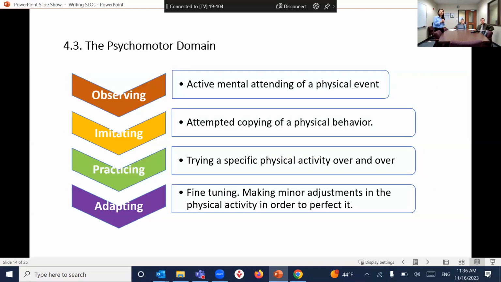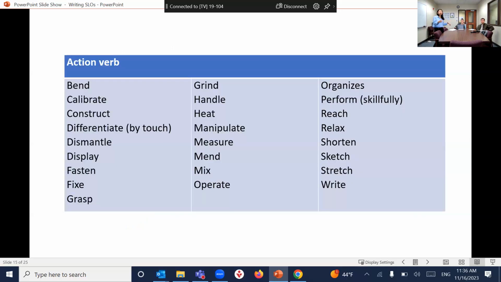For the psychomotor domain, observing, imitating, practicing, adapting, this is more about practice, like practicing the skills over and over again. Perhaps this may apply to most of our tech programs. And here, the next slide shows the action verbs that you can use for the psychomotor domain.